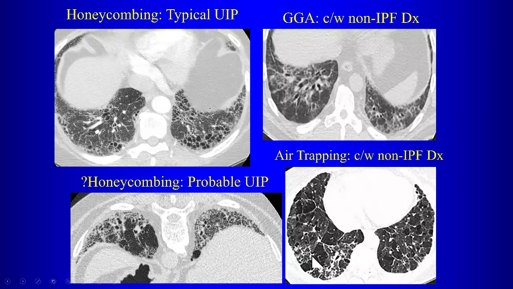Here we have air trapping, mosaic attenuation, extensive air trapping. We do have some evidence of fibrosis, right? But with the air trapping mixed in with this, again, we have to think of something else besides idiopathic pulmonary fibrosis. What would we consider in this case? Hypersensitivity pneumonitis. So in this case, you have to bring up the possibility of hypersensitivity pneumonitis.